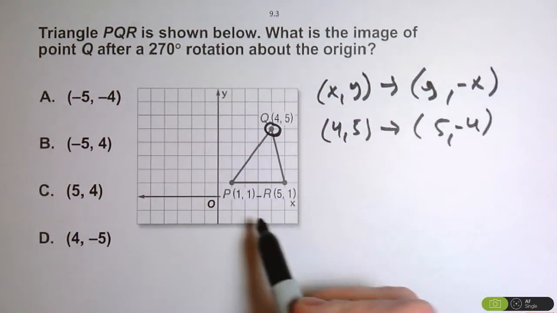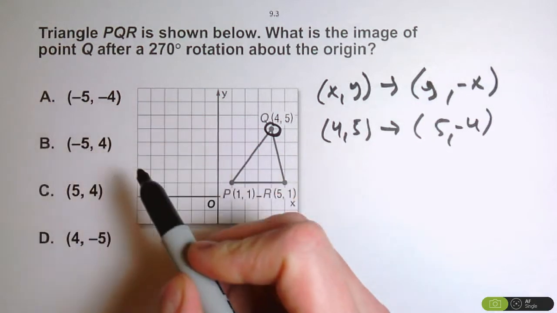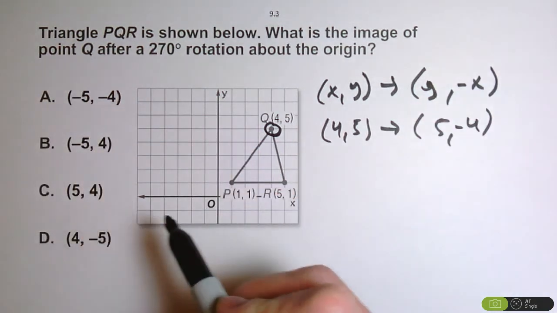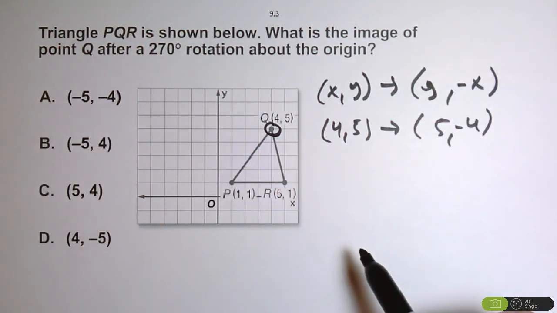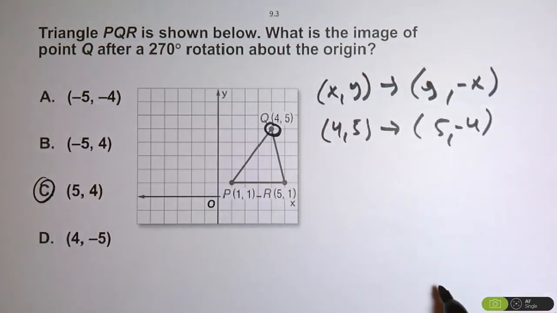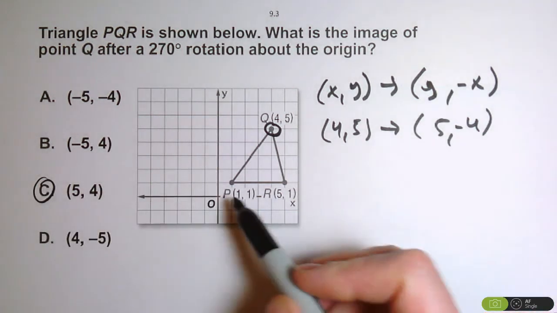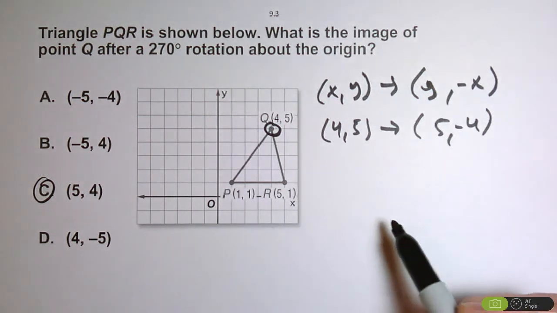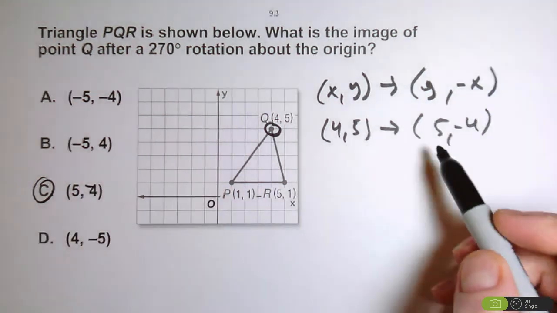And I'll do my best to approximate it, which is, the answer is not one of these on here. That's weird. Well, let's go with C. That's the least wrong. Sorry about that. I'll have to make sure I fix that on the slideshow. That should be 5, negative 4.